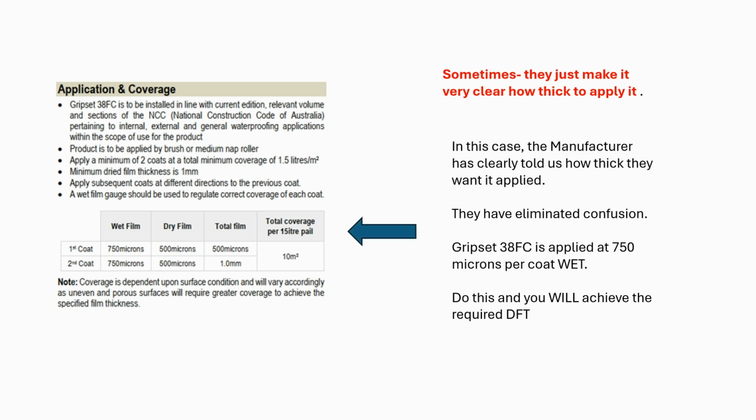So Gripset have very clearly told us how thick they want to apply it. There's been no confusion. You can see by the table there that the first coat has to go on at 750 microns and then followed by the second coat at a further 750 microns, very clearly. And if you add 750 and 750, you'll get 1500. And as a general rule, we can say that correlates to that 1.5 litres per metre squared that Gripset is telling us about. So you can see here, they've very clearly given us the information. We don't need to work out anything, which is very handy. Well done.